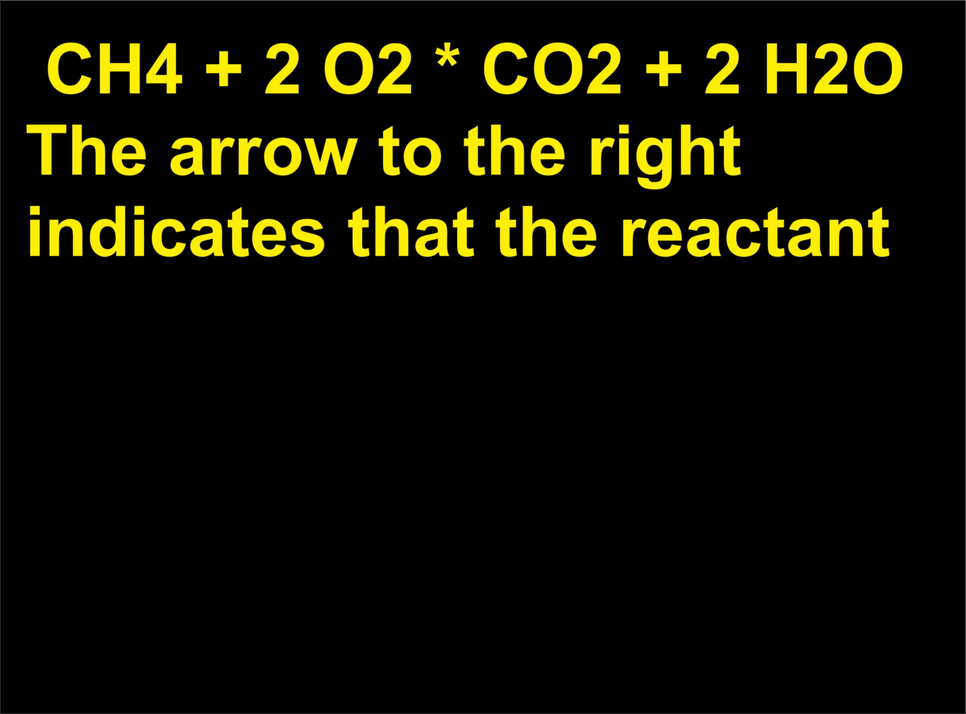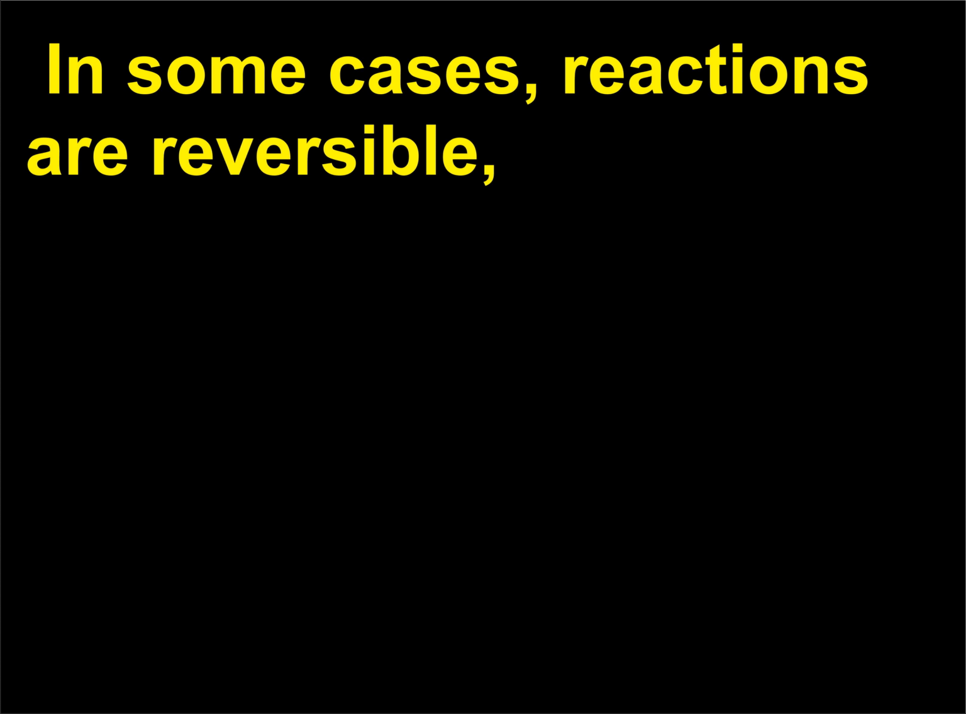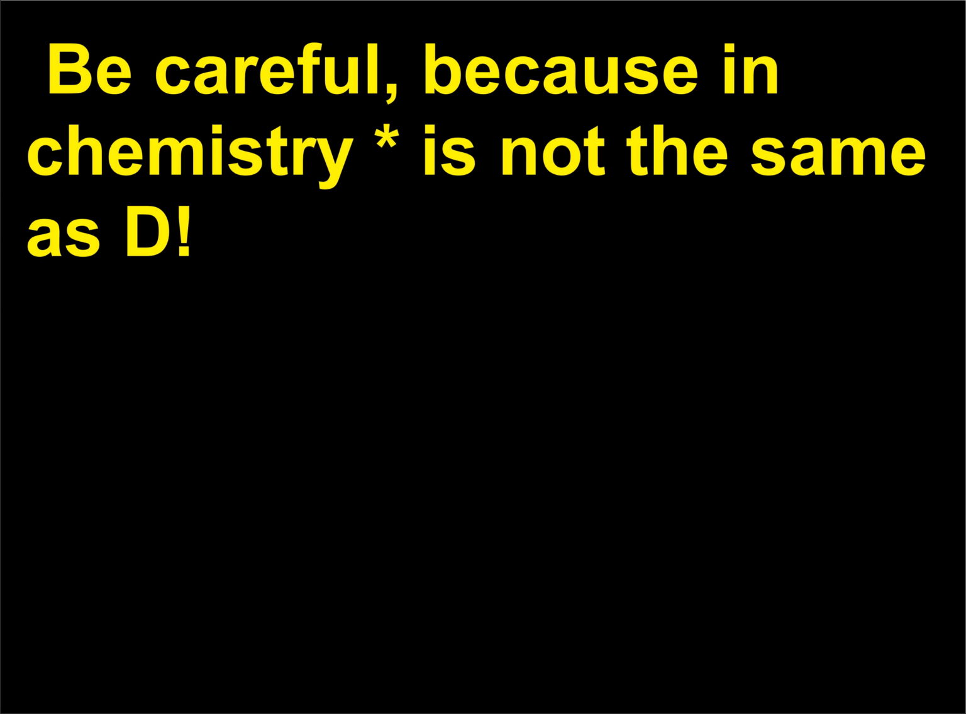CH4 plus 2O2 → CO2 plus 2H2O. The arrow to the right indicates that the reactant species are converted to the product species during the course of the reaction. In some cases, reactions are reversible, which will be represented by two arrows, one pointing in either direction, ⇌. Be careful, because in chemistry → is not the same as ⇌.